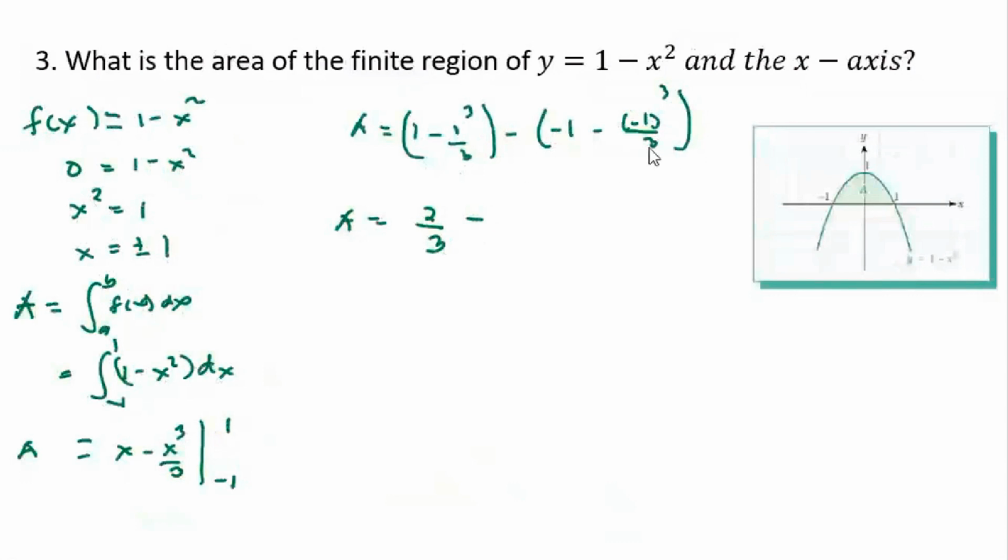Minus, this one now becomes, the cube of negative 1 is negative 1. So negative 1/3 times negative 1. So I will write it first, negative 1. The negative of negative becomes positive 1/3. So simplifying it again, we have 2/3 minus negative 1 plus 1/3. That is now negative 2/3. So by simplifying further, we have 2/3 minus negative 2/3. So the answer now will be 4/3.